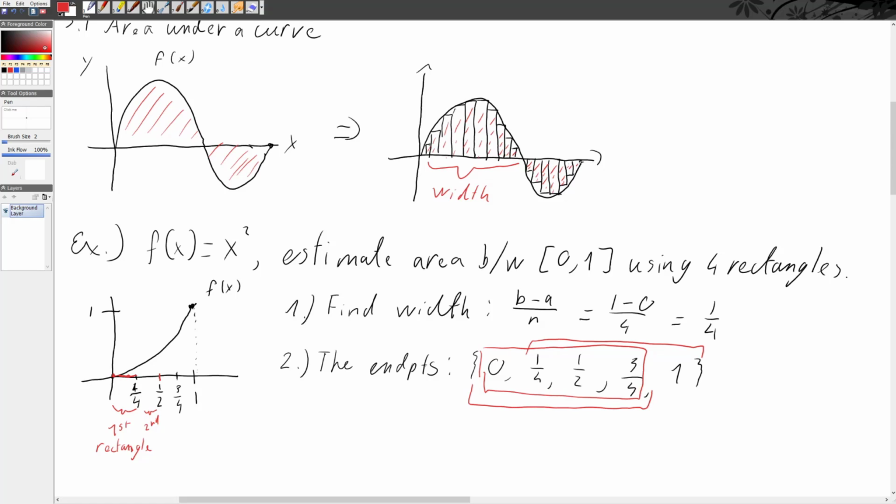If I start at 1/4, what is the height of my rectangle? If I know my rectangle starts at 1/4, how high is my rectangle? Well, my rectangle is going to be this high. And where is that point? That point is precisely f of 1/4. How high is it? f of 1/4 high. And then I complete my rectangle simply by drawing a line across and then a line downward.